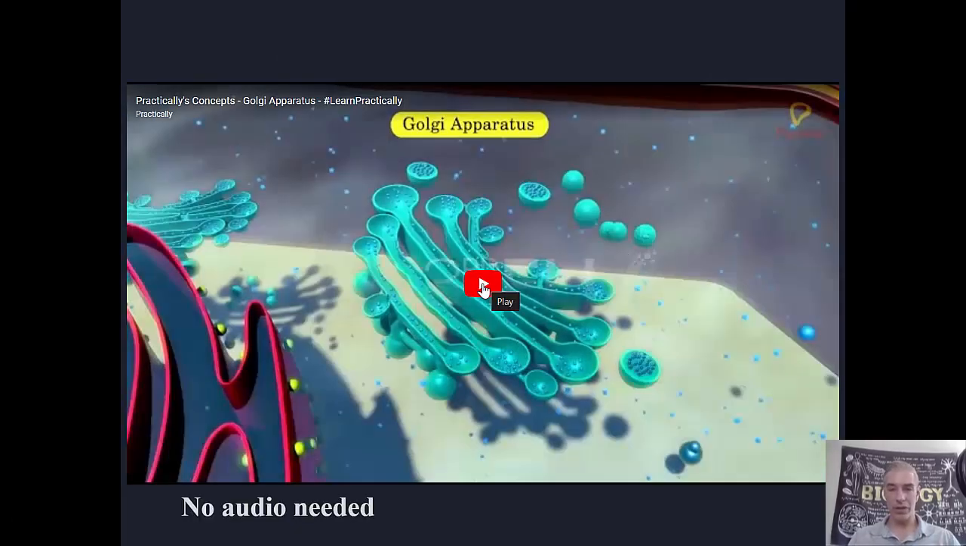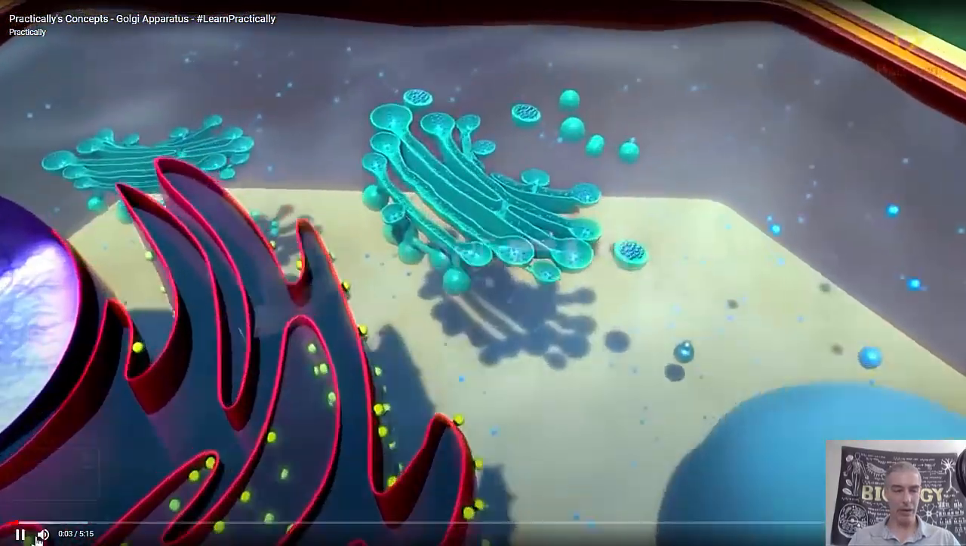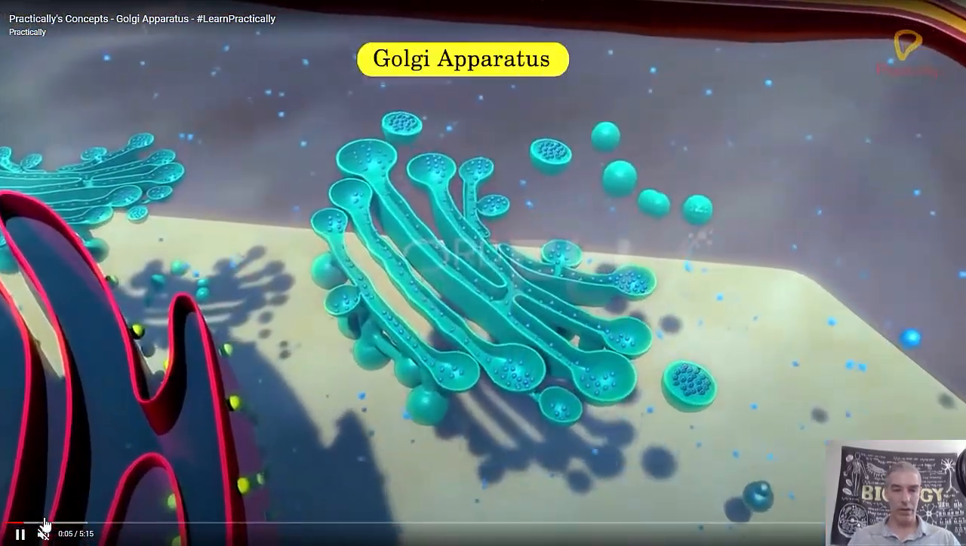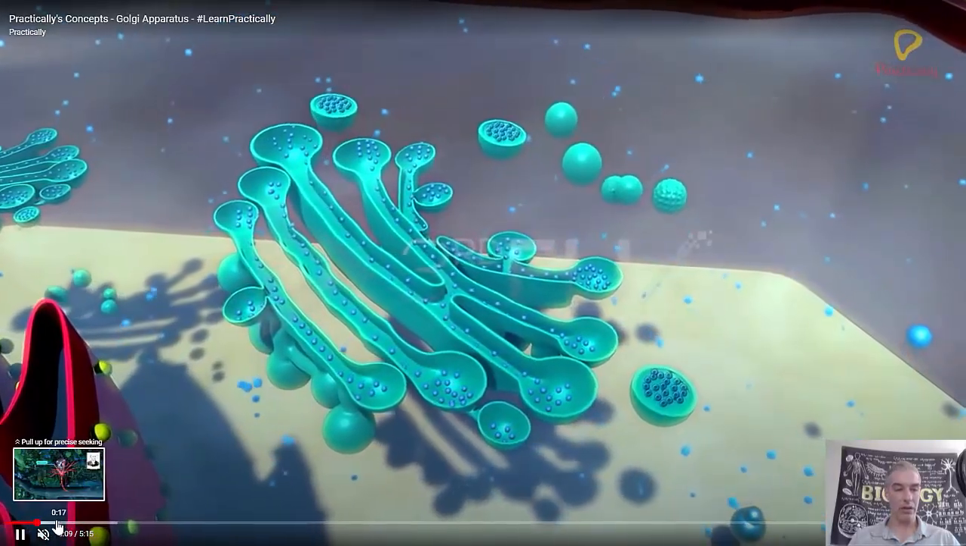So here's going to show you just a little bit so you can imagine this process a little bit better, to study about the Golgi. Turn the audio off here. So you can see the Golgi. You can see vesicles kind of moving here.